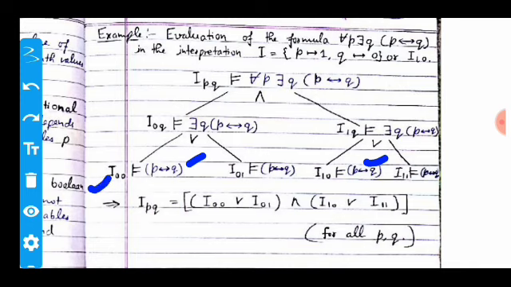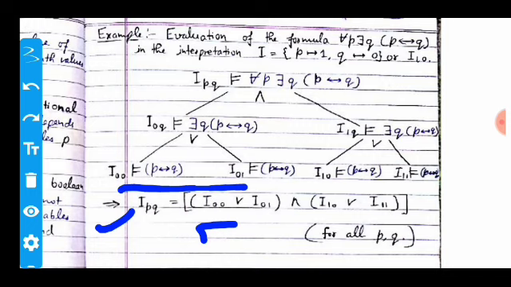Now move on. When the values of P and Q are 0, it satisfies P implies Q. When the values are 0 1, it satisfies P implies Q. For 1 0 it also implies that, and for 1 1 it also implies P if and only if Q. So we say the interpretation I(P,Q) is equivalent to I00 or I01 and I10 or I11. So we say for all P, Q.